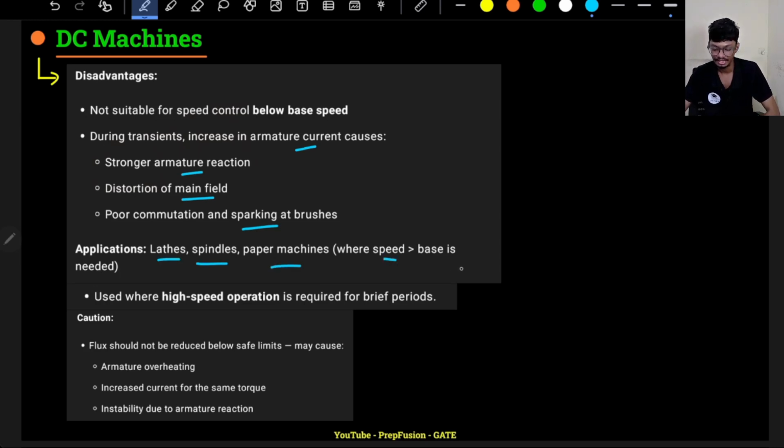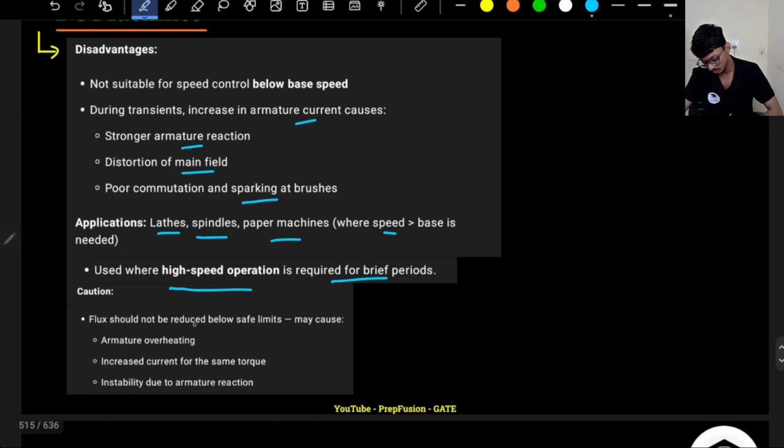We operate it at higher than the rated speed. So it is generally used in high speed operations for brief periods. We cannot use high speed for longer periods because the armature current will increase very high and that can cause a bit of issues. Flux should not be reduced below safe limits, as it may cause the armature to overheat because the current will be very high.